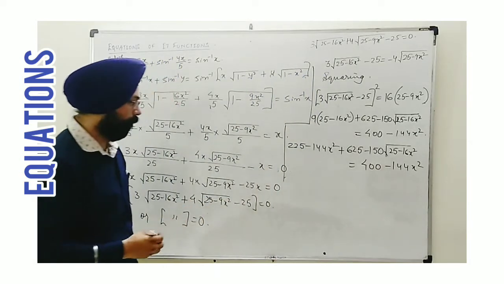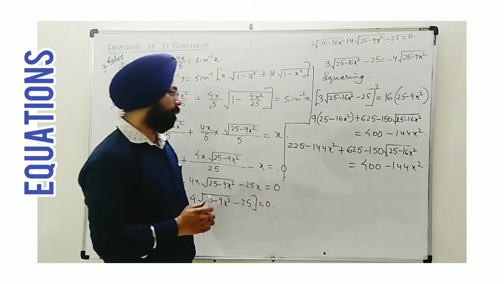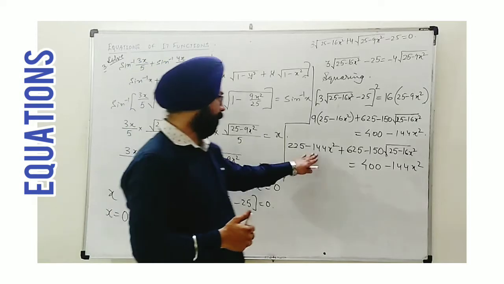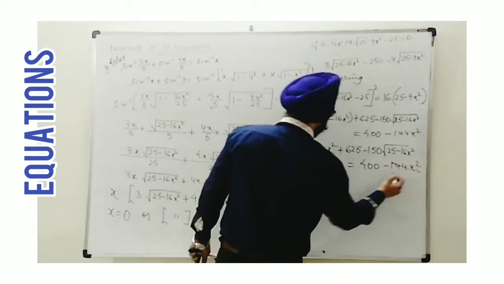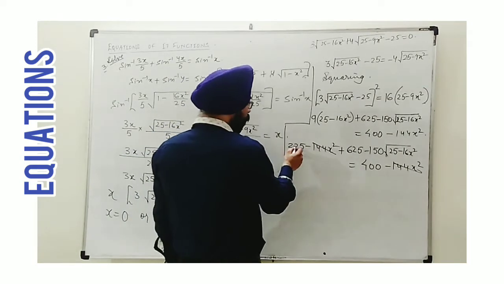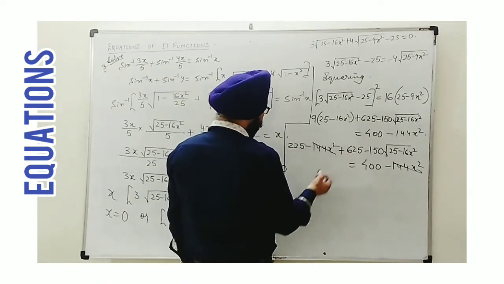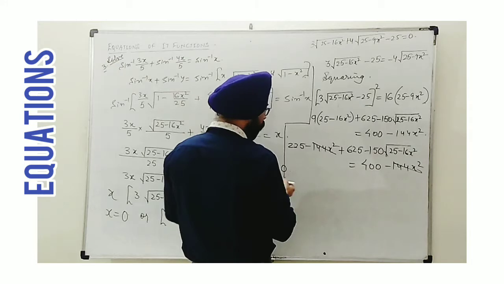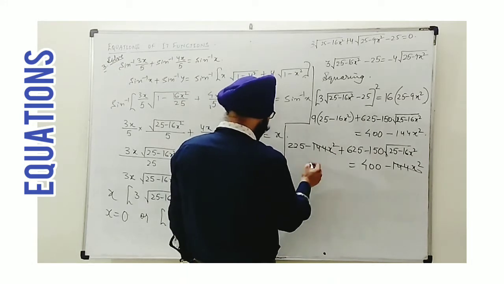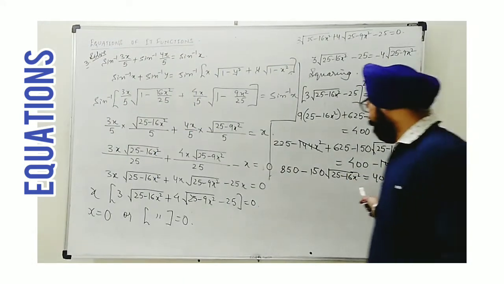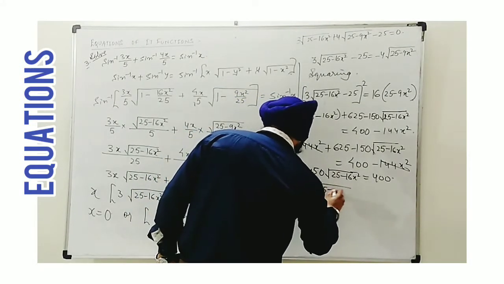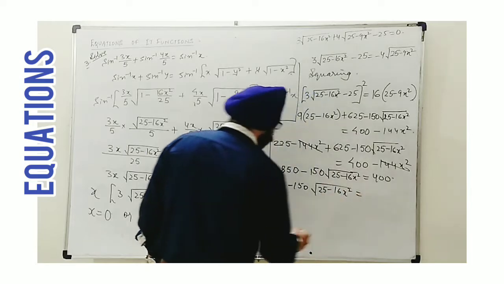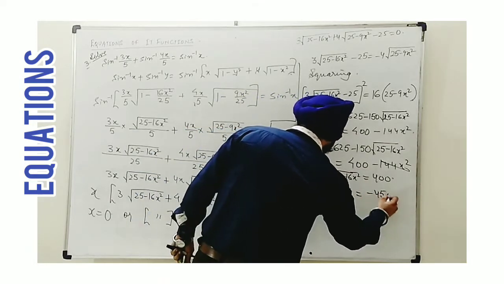See that? Now we are having two terms exactly the same, minus 144x square on both sides. These two can be cancelled out. To get further, 225 and this 625, we can simplify, and we have 850 shifted to the right hand side. We get minus 150 root 25 minus 16x square equals minus 450.